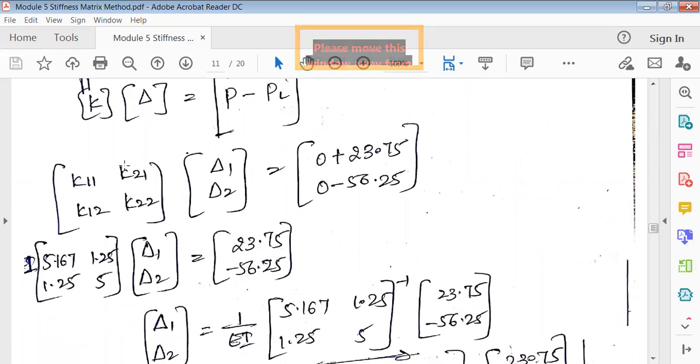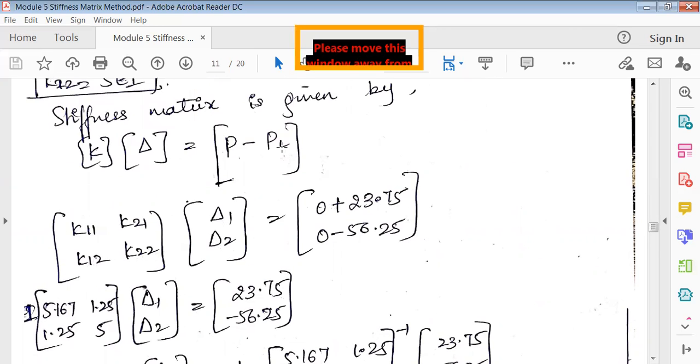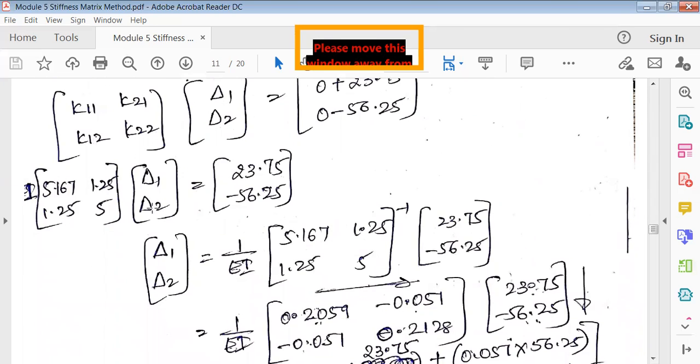Here K12 means first row, second column. Here K21 is second row, first column, and this is second row, second column. Then into delta 1, delta 2, is equal to P minus PL, P minus PL. Put the formula or whatever you have calculated before, just substitute. Now take EI common. So 5.17, 1.25, 1.25, 5.